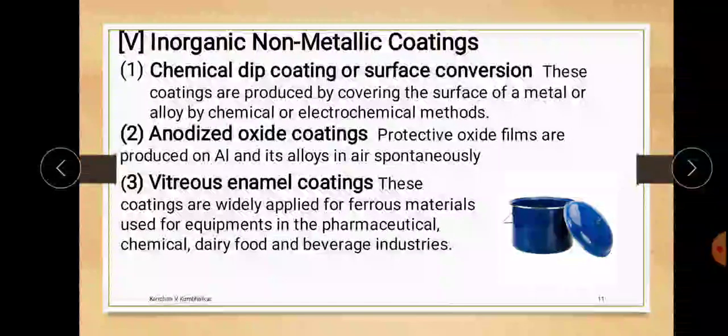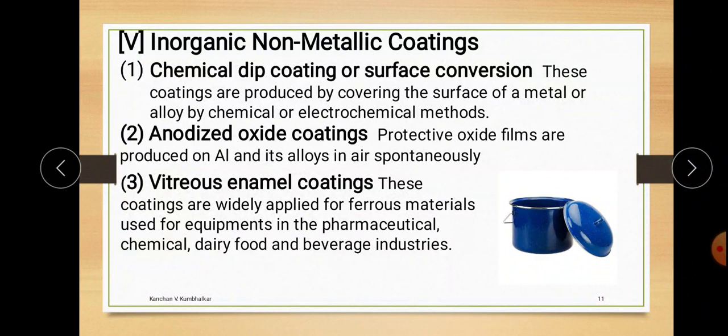Second point, anodized oxide coating. Protective oxide films are produced on aluminium and its alloys in air spontaneously. A more protective, thicker, and stronger oxide film can be produced by making aluminium the anode in an electrolytic bath containing chromic acid or oxalic acid or sulfuric acid. After anodizing, the oxide coating is sealed by immersing it in boiling water. This treatment decreases the porosity and increases the corrosion resistance of the film.